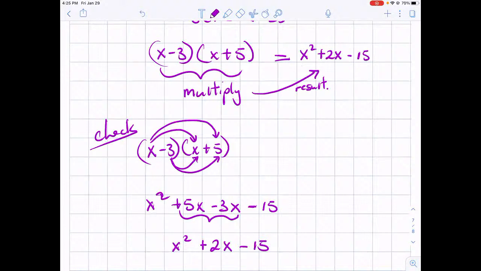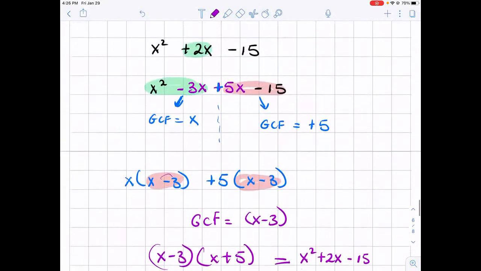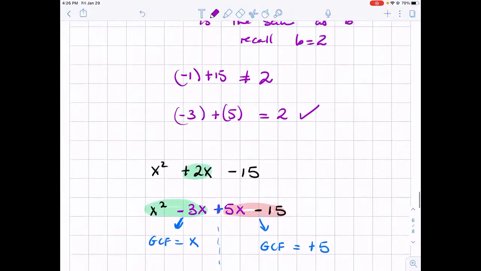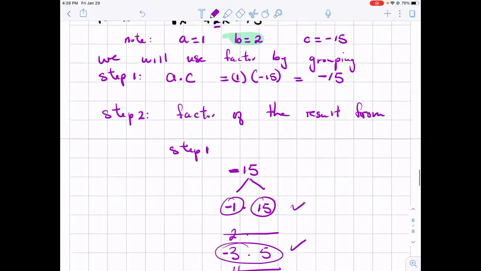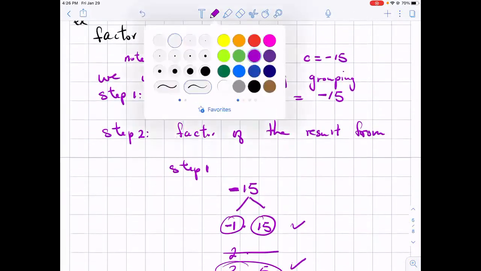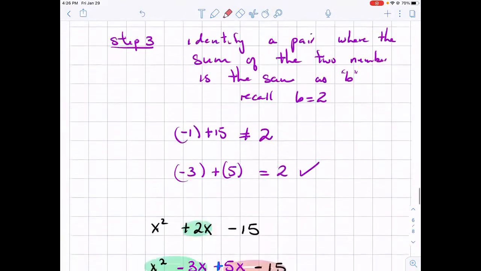Now, like I said, factor by grouping will work regardless of the value of a. Okay? The guessing method would also work, but your guessing method becomes a little bit more complicated when a is not equal to 1. Right? And we'll see in a few examples. Okay. Let's look at another example.